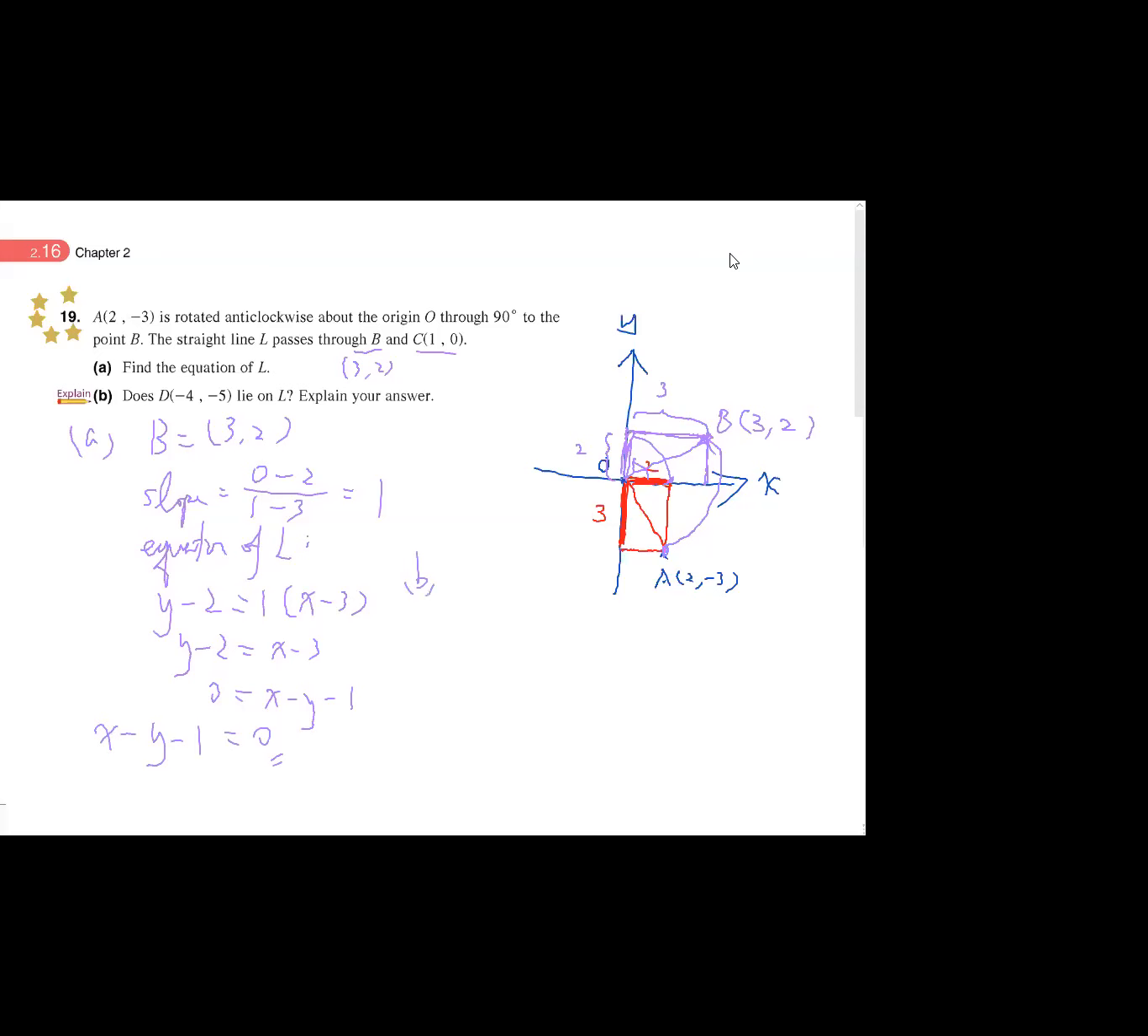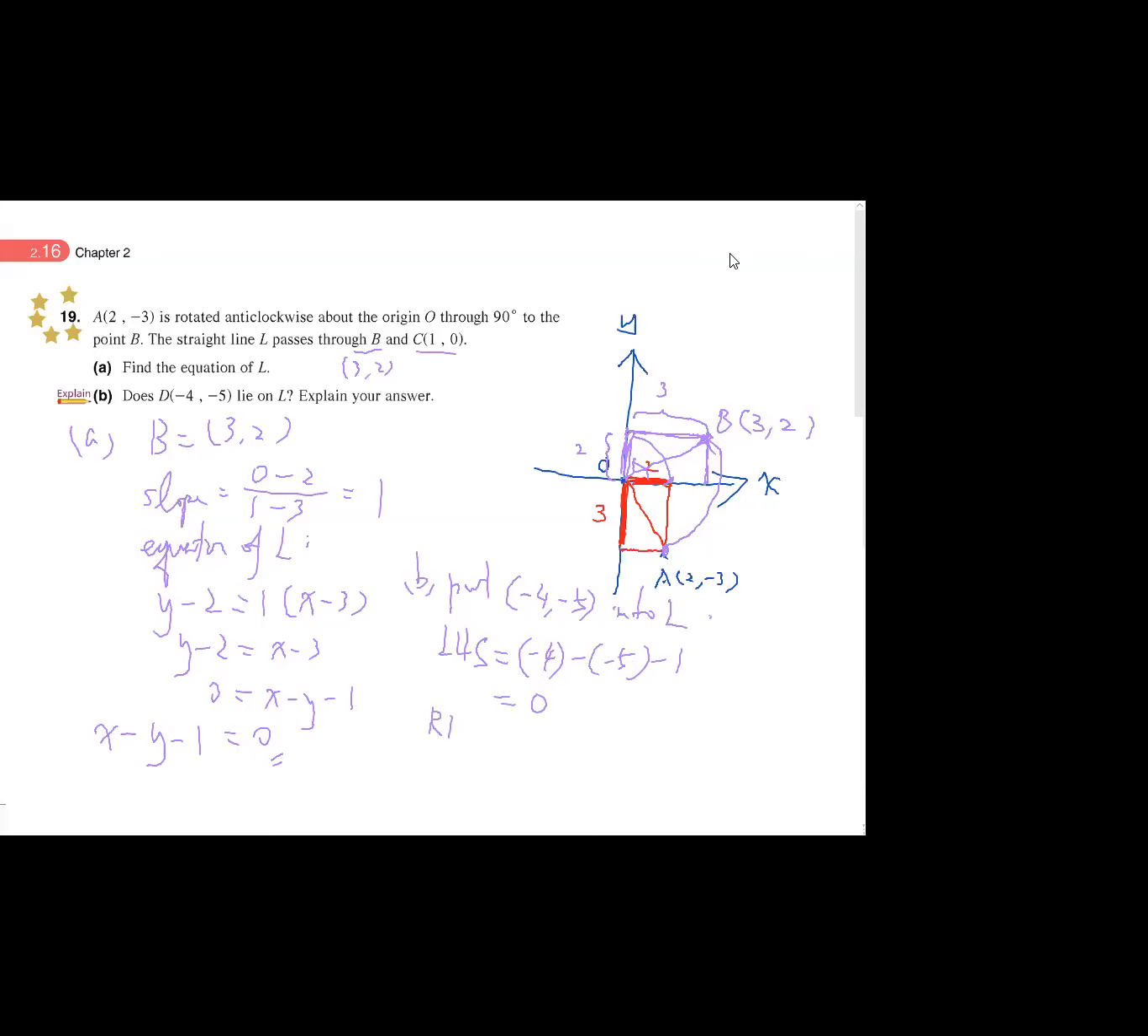Then part B, we need to check whether point D is lying on L or not. We need to put the coordinates of point D into the equation of L. But this time we need to check whether yes or no, so we need to do it separately: the left hand side and right hand side separately. So the left hand side is equal to -4 minus (-5) minus 1. And then you do the calculation, and it is equal to 0.